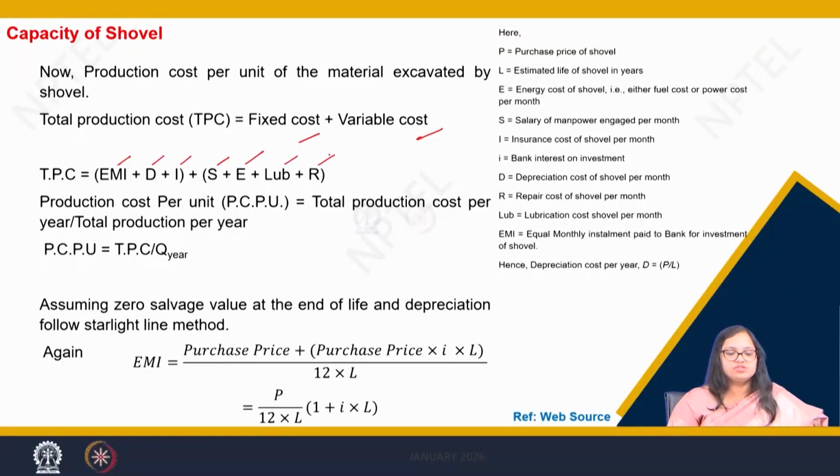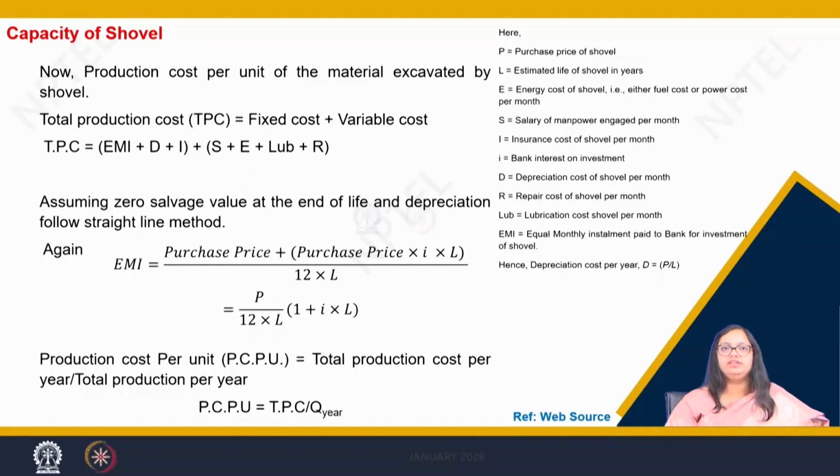Now, there is the production cost per unit. How do we find that? We have to take the total production cost per year divided by the total production per year. So, this gives us the production cost per unit. Now, in this fixed cost, there is an EMI component. So, how do we find the EMI? Let us say we are assuming 0 salvage value at the end of the life and depreciation that follows a straight line.